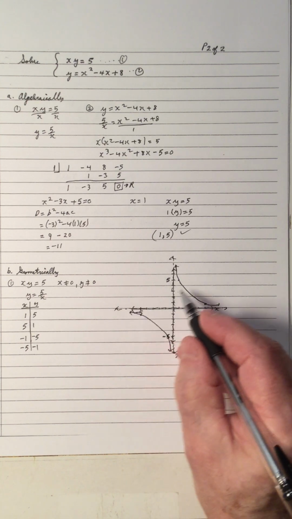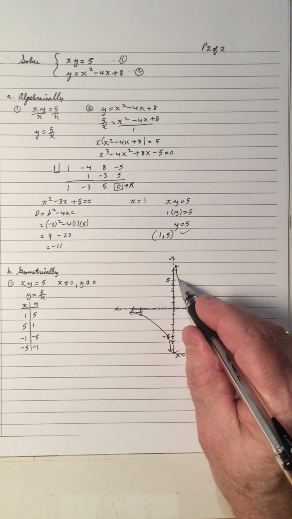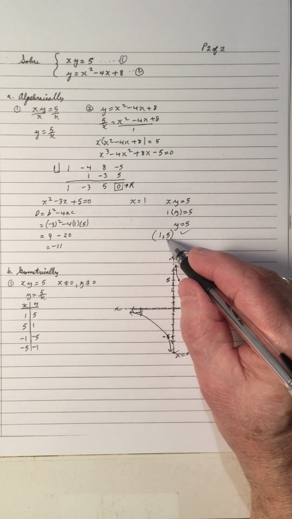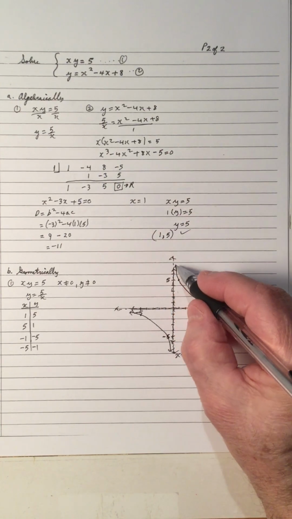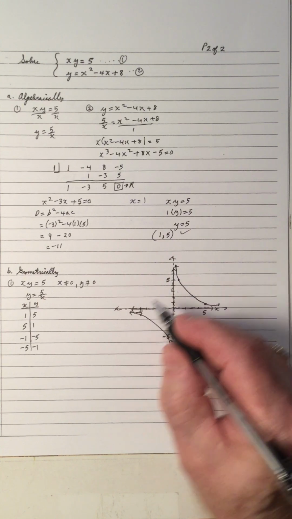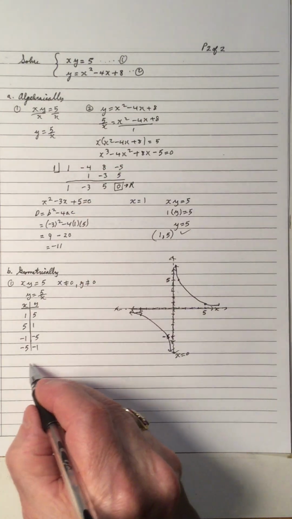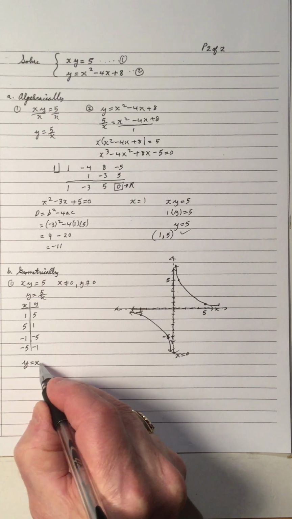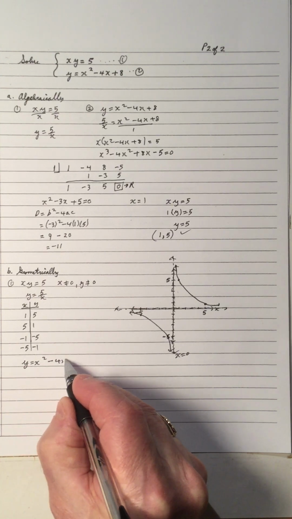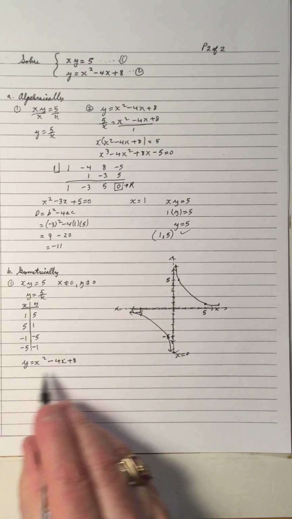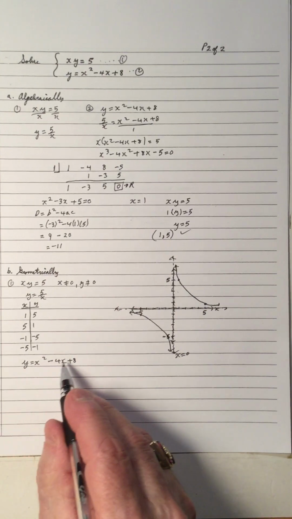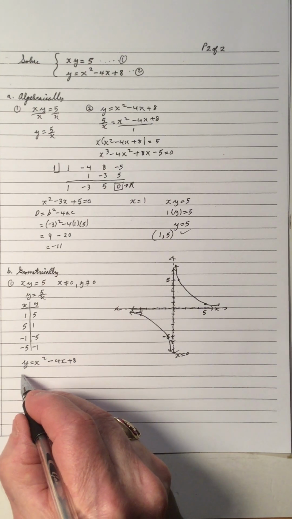Now we've got to find out where the parabola intersects this hyperbola. And again, it's at the point we know, because we did the algebra, is going to be 1 comma 5. But let's take the parabola, which is the number 2 equation. There are 2 ways that I can graph this parabola. One is I can complete the square.